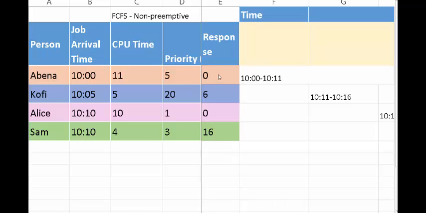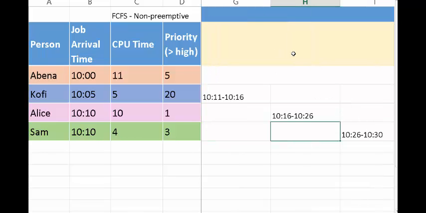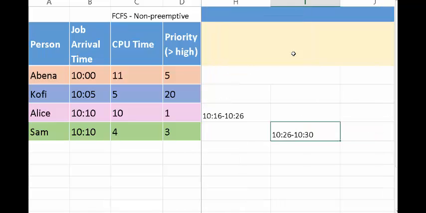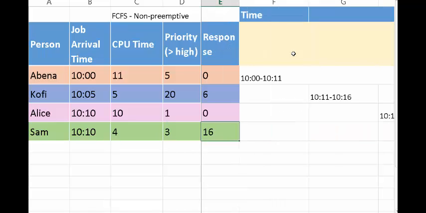Alright, so we are continuing and we are seeing different response times. So 0, 6, 0, 16. And for response time, we are simply looking at when someone came in, so 10:10 to when they actually got to run, 26. That's the response time. For waiting time, for this one, nobody was interrupted, so the response time is the same as the wait time. So waiting time, usually if you are interrupted for any reason or moved around, you'd have to include that in your wait time.